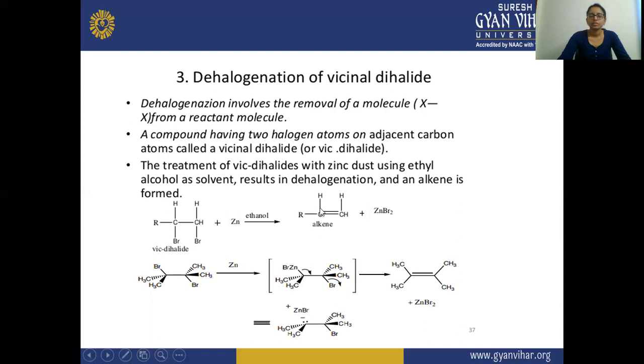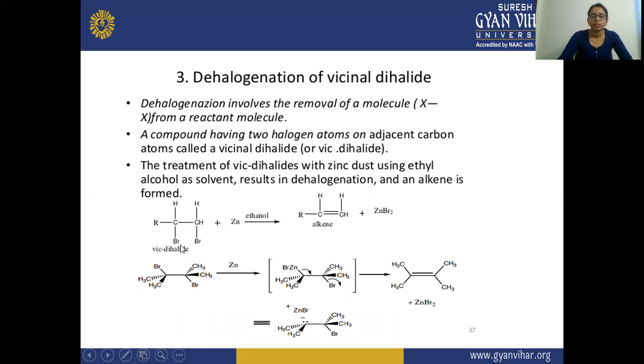In this case you can see that both of these carbons have halogens attached to them. These are known as vicinal dihalides because they are neighbors of each other. The treatment of a vicinal dihalide with zinc dust using ethyl alcohol as solvent results in dehalogenation, and an alkene is formed.